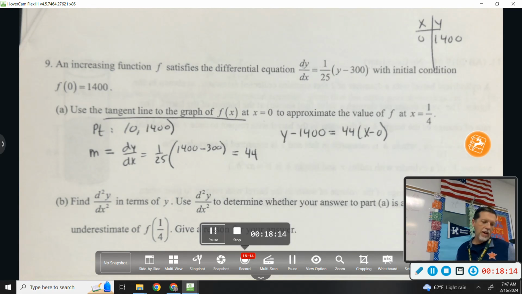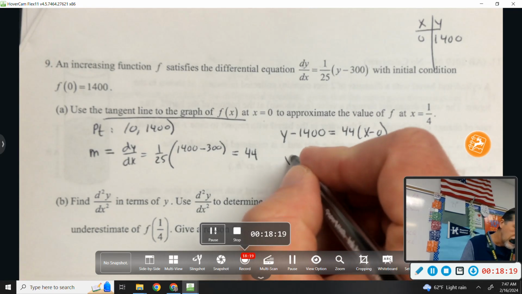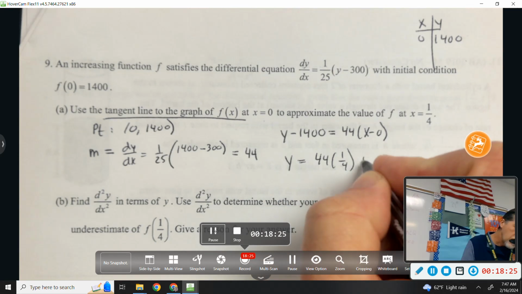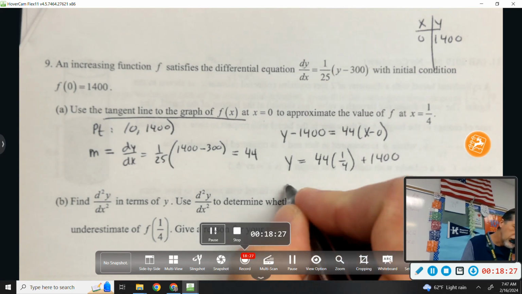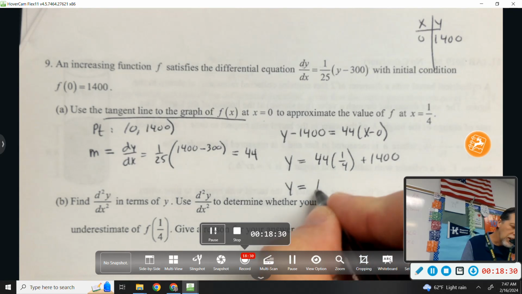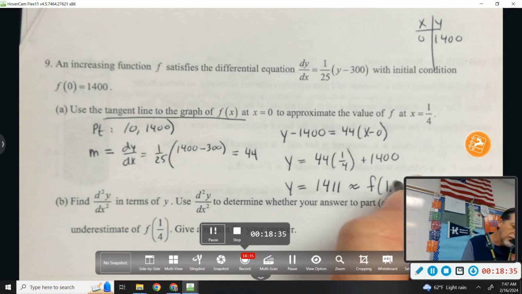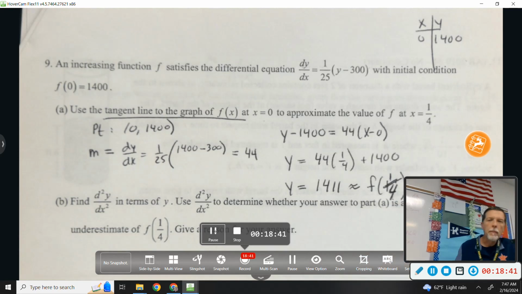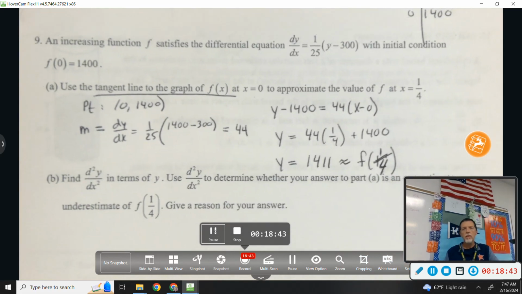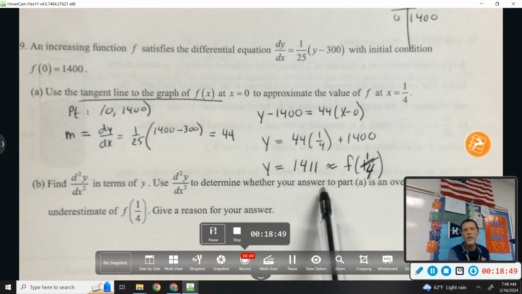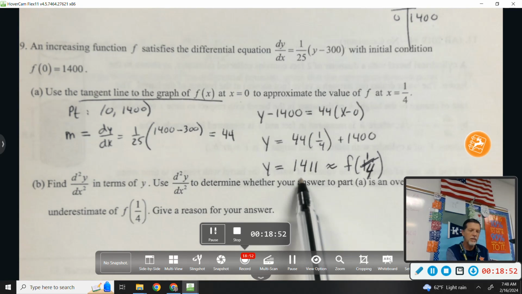Approximate the value of f at 1/4. Okay, so plug in 1/4 for x. So 44 times 1/4, move the 1400 over, so that would be 1411. That's approximately f of 1/4. Okay, f of 0 is 1400. If the slope is 44, then if we go over 1/4, we've moved up 11, so our new value is approximately 1411.